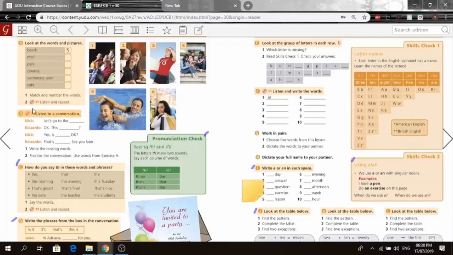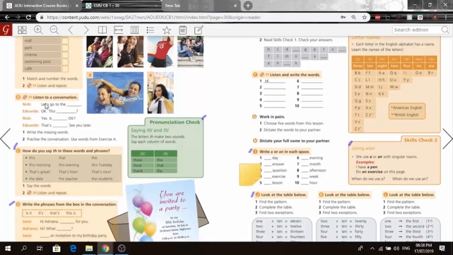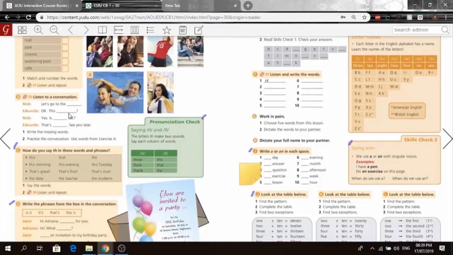Okay? Now, exercise B, 32, listen to a conversation. Okay, so I'm gonna say these sentences as in a conversation, and you guys can complete them, okay? You can pause whenever necessary. So, let's go. Nick, let's go to the cinema. Eduardo, okay, this evening? Nick, yes, is 8 okay? Eduardo, that's fine. See you later. Okay, so Nick, let's go to, and this will be cinema. Eduardo, okay, this evening. So evening will be in this blank.